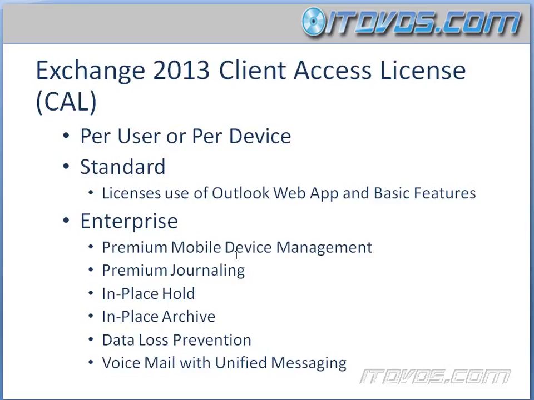Enterprise is going to give you some extra features like premium mobile device management, which enables more extensive policy management via Exchange ActiveSync, such as the ability to prevent a mobile phone from being used as a modem for a PC. Also, premium journaling, sometimes called user distribution list journaling, which offers more granular control and therefore potentially smaller journals by limiting journaling to email sent to or from specific users or groups.